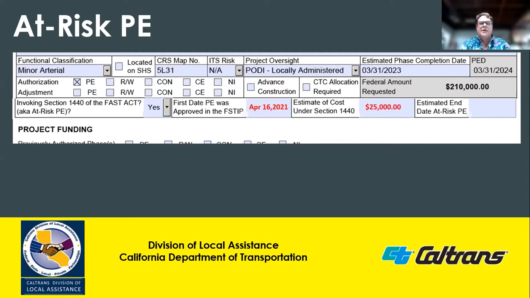Two, the estimated cost that occurs under 1440 at risk. This is an estimate of expenditures that occurred during the period of at risk. And three, the estimated end date of at-risk PE. If you are still in the PE phase, the at-risk ends with the processing of an at-risk authorization, assuming you're still continuing with the PE phase. If in the construction phase, the at-risk would end with the construction advertisement date. Just to let you know, the cost and end date are only estimates. We do not have to have exact numbers.